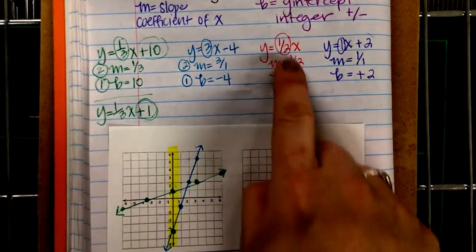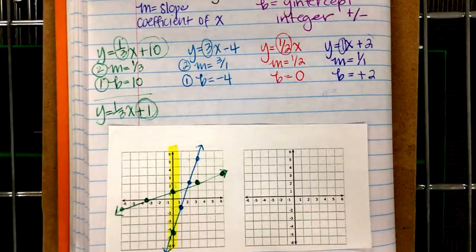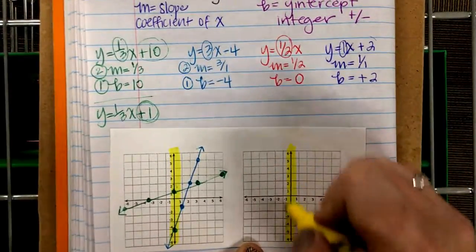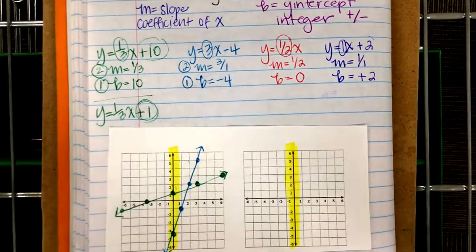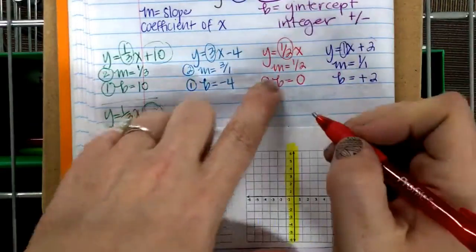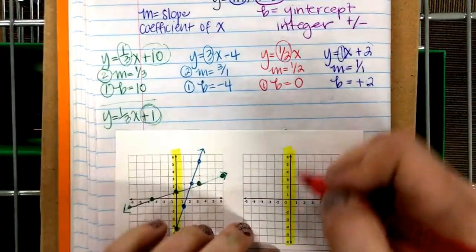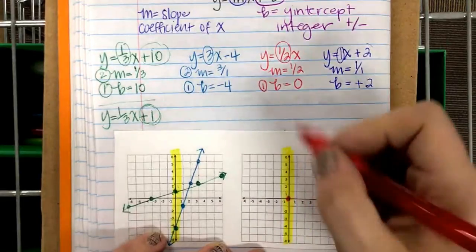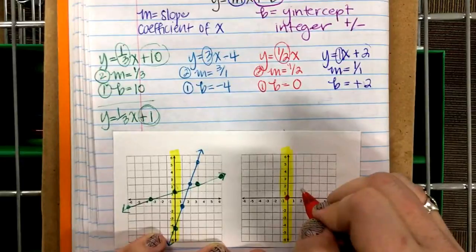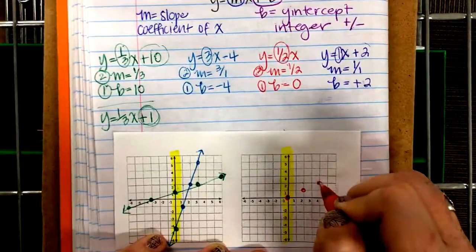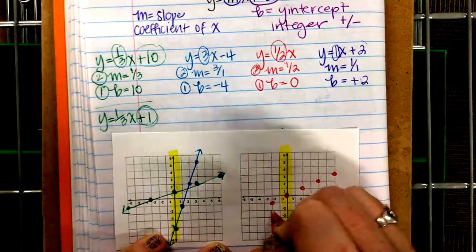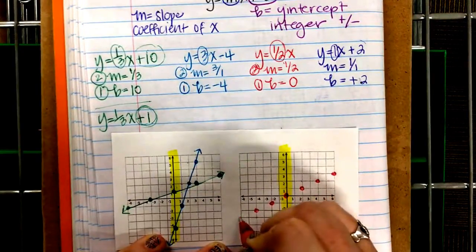All right, let's try this red one. Remember, I'm going to start on the y-intercept. So I'm going to highlight vertical. I start on my y-intercept. That's where I begin with my b value. My b value, my y-intercept in this equation, is 0. And my slope is 1/2. Up 1/2. Up 1/2. Down 1, backward 2. Down 1, backward 2.